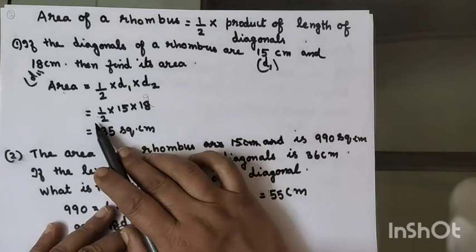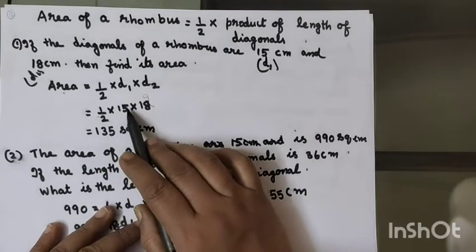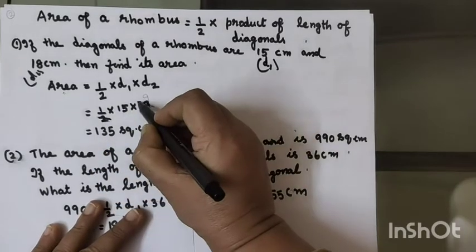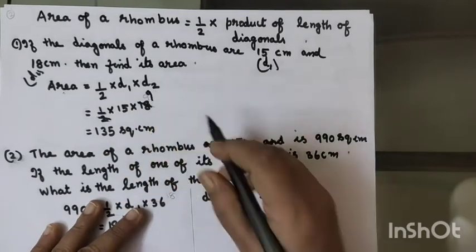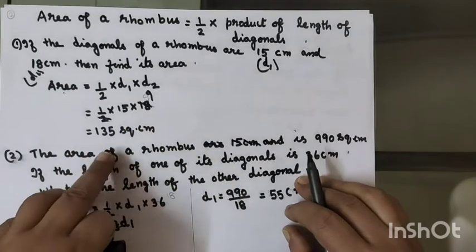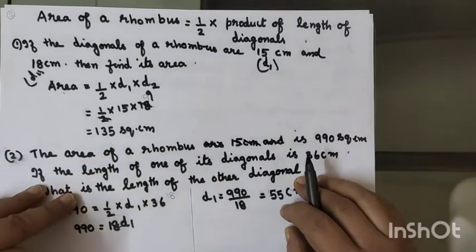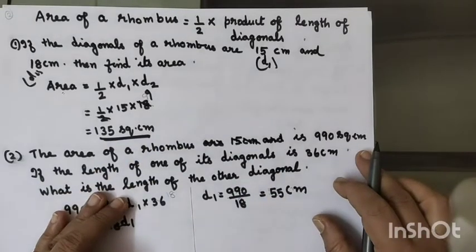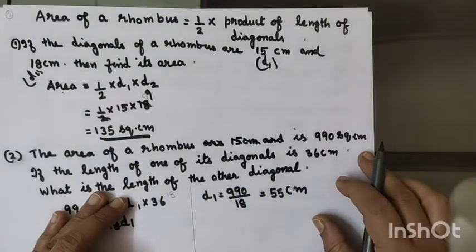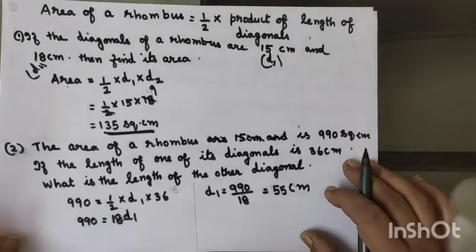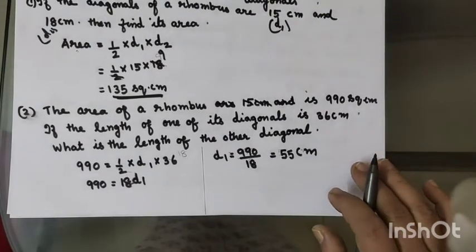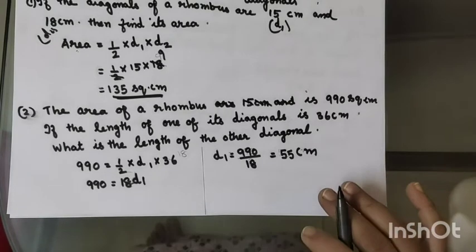That is equal to half into 15 into 18. Children, you can do cancellation. 2 into 18, that is 9 times. Now 15 nines are 135 square centimeter. So what is the final answer? How will you write? Area of a rhombus is equal to 135 square centimeter. Now, based on this, we'll do another sum.